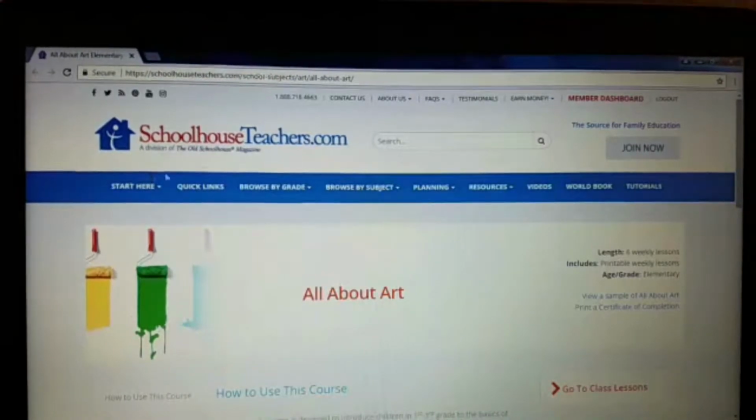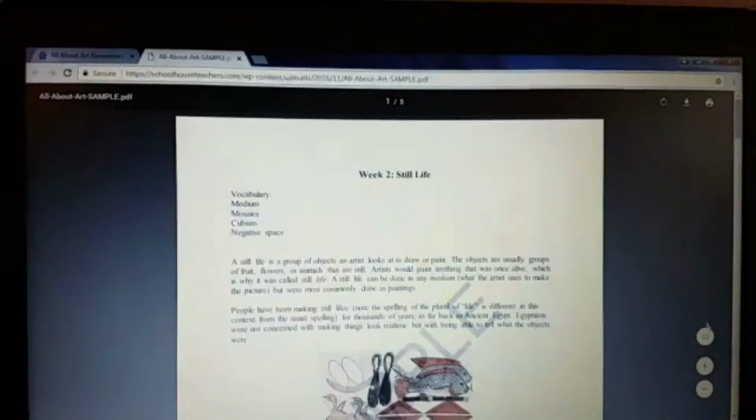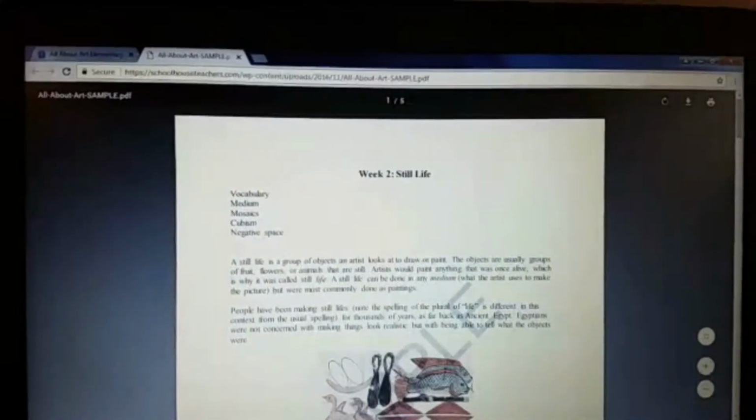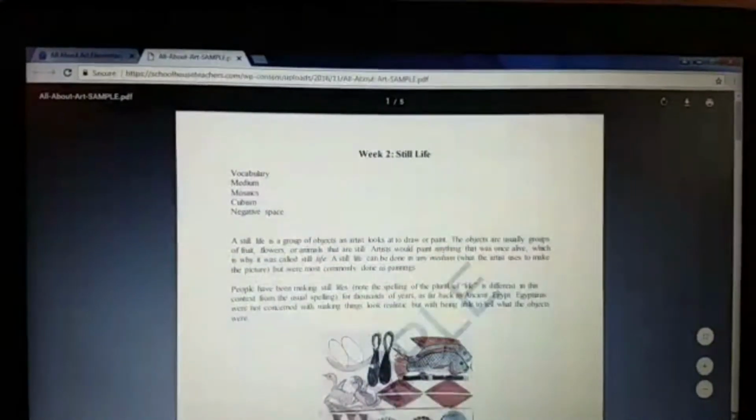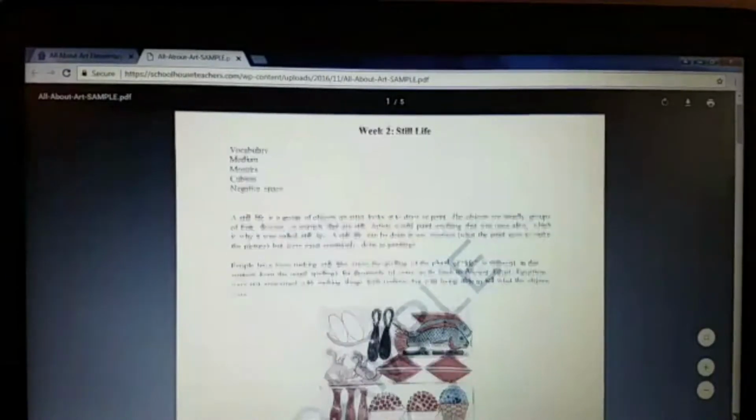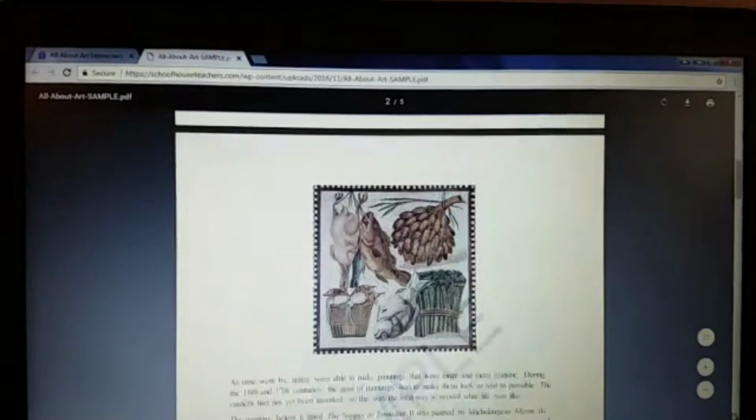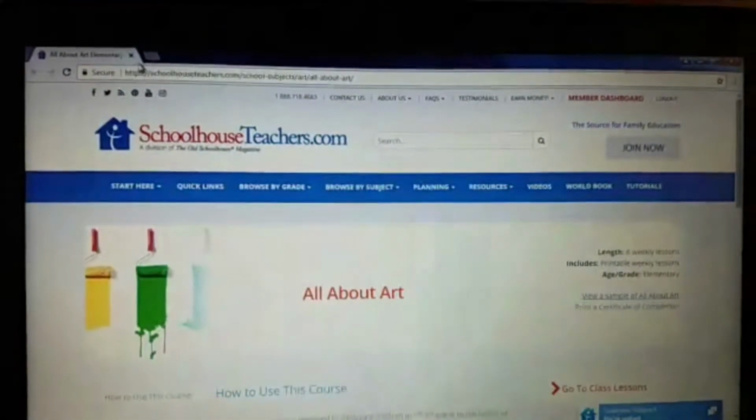Now it tells me how to use this course. It tells me it's 6 weekly lessons, and I'm going to go to view a sample. And here it is. It has vocabulary words. It has all kinds of stuff that we're going to learn about in week 2, which is still life. So this is all about art. I can use this if I want to for my art curriculum.